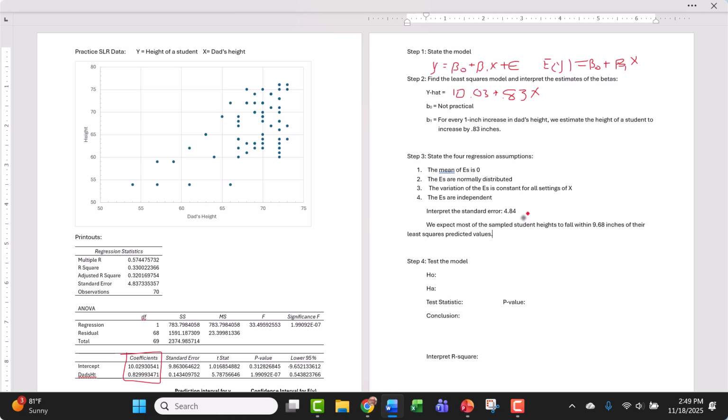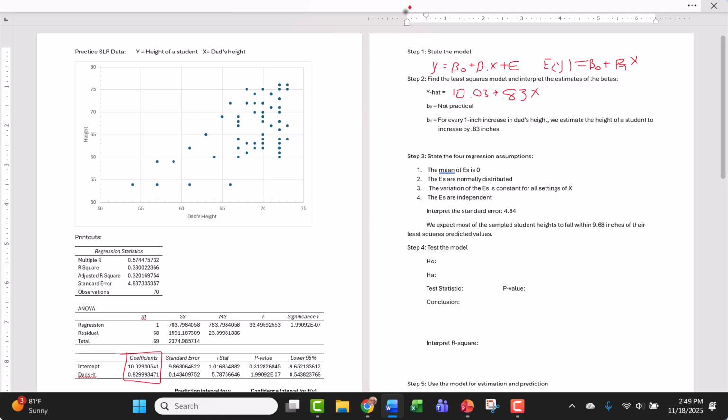Now, I'm saying they're within 9.68. That's in either direction. So this interval ends up being what? Wow, it's like 19.36 inches wide. That's a crazy wide interval. And you'll see that when I do the confidence interval and prediction interval. At the bottom of the page, you're going to see that that large standard deviation there is going to give me large confidence intervals and prediction intervals. Okay, so that's the standard deviation interpretation.